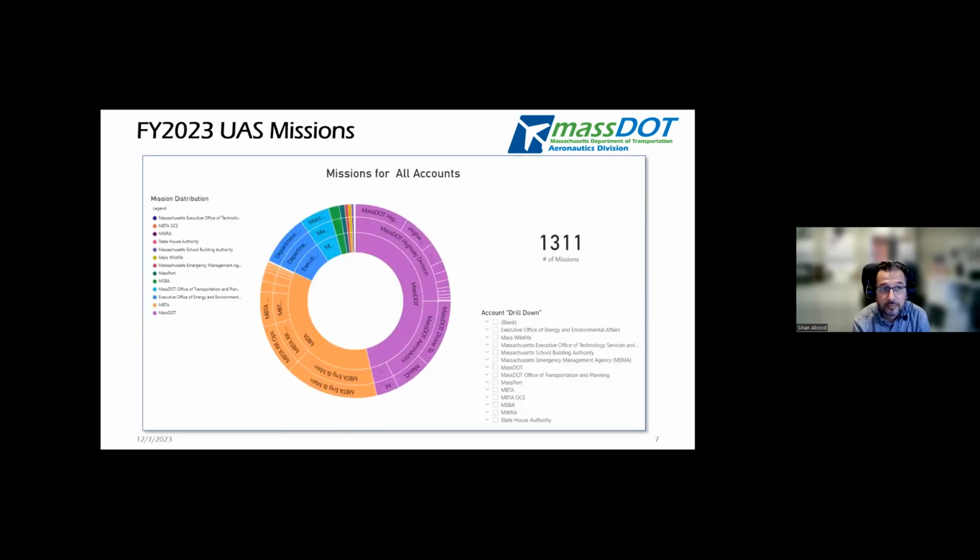In the fiscal year of 2023, we flew more than 1,300 missions, and that's just up to last week. You can see that most of our flights or missions are with MassDOT, and in second place the MBTA, then the Executive Office of Energy and Environment, and then other agencies of MassDOT.